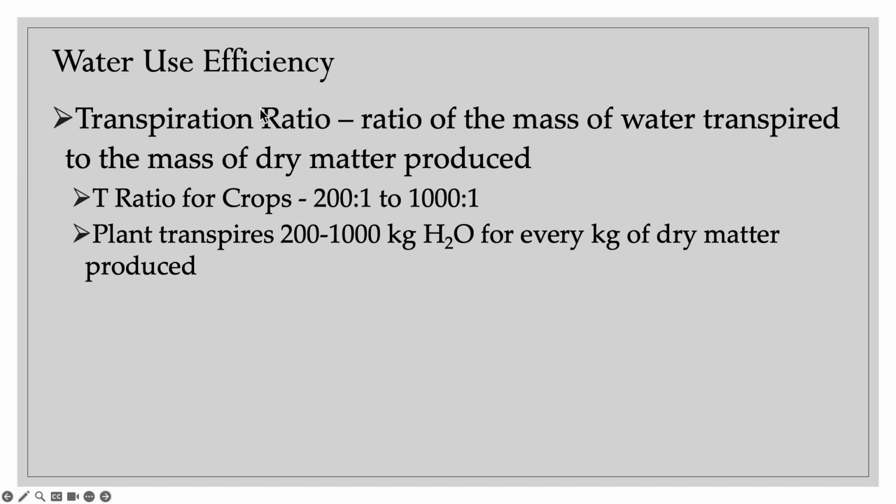Not so much that you need to know a lot of these values, but we are interested in this water use efficiency. Because we know how much plants are going to transpire, and we know how much water we're delivering them, we know how much water they need in order to produce dry matter, which is our yield, then we can start to determine how effective our plants are at using the water.